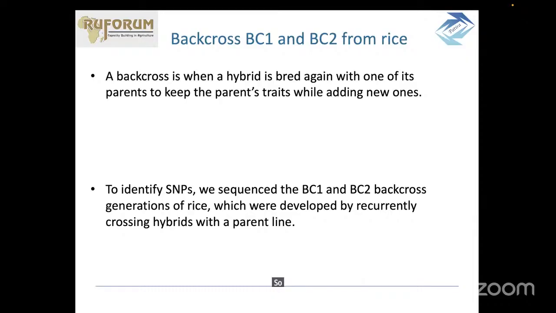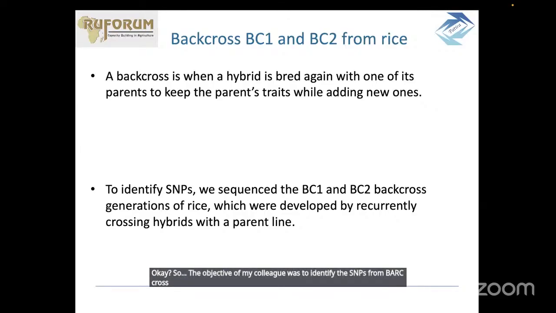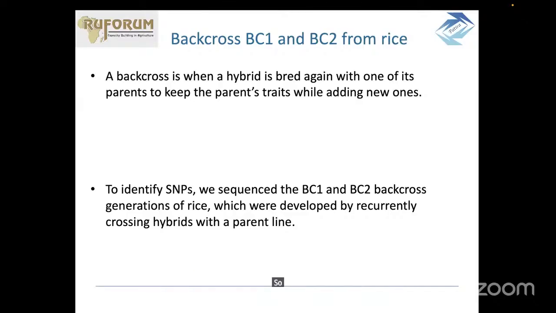So what's a backcross for people who are not breeders? A backcross is when you cross the parents, and then you get their offspring. And then when you get your offspring, you cross one of the offspring to the parents. Okay. So the objective of my colleague was to identify the SNPs from the backcross 1 and backcross 2 generations of the rice. So what's a backcross? You cross the parents, and then you get the offspring, and you cross them back. Okay.